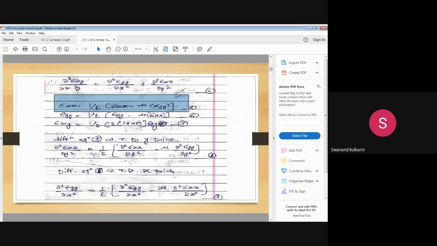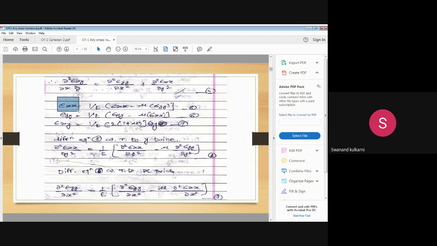Let us study this epsilon xx. As per our assumption, this epsilon xx is the strain along the x-axis. We know that there are three conditions: uniaxial, biaxial and triaxial. In triaxial conditions, the forces are acting along three directions. In biaxial, we consider the forces acting in two directions, and in uniaxial, we consider the forces acting in only one direction.